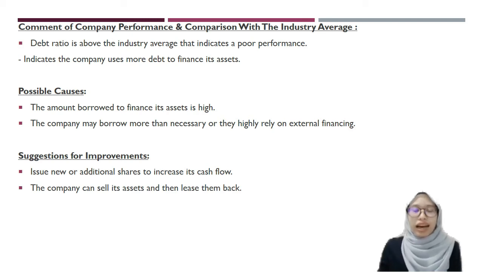So due to the higher debt ratio of Glomac Berhad, the company may issue new or additional shares to increase its cash flow. This is because it can be used to repay the existing liabilities as well as to reduce the debt burden. The company also can sell its asset and then lease them back. It might help to induce a cash flow to be used to pay off some debt.